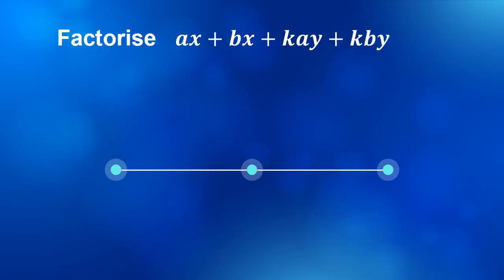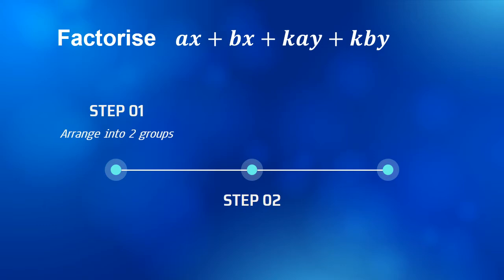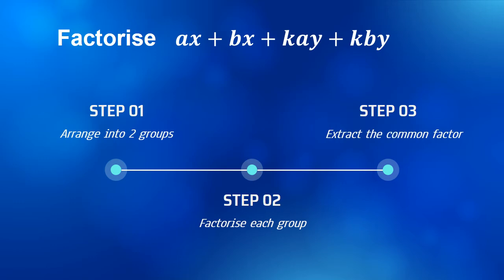So how to do it? We need 3 steps. Step 1, we need to arrange into 2 groups. And then step 2, of course we must factorize each group. So factorize the first group and then factorize the second group. Step 3, extract the common factor.